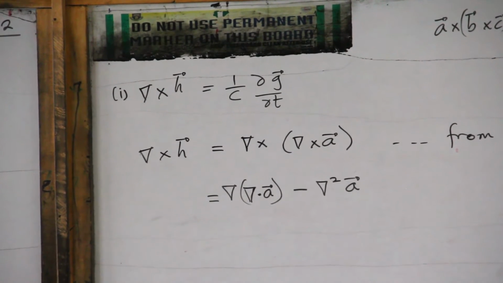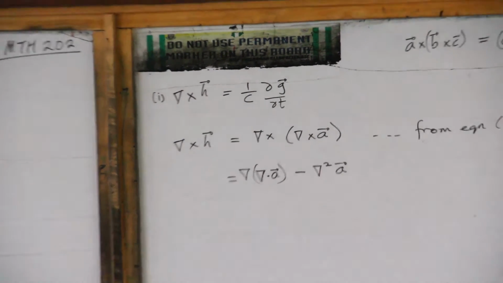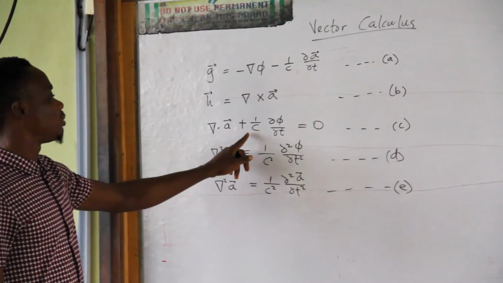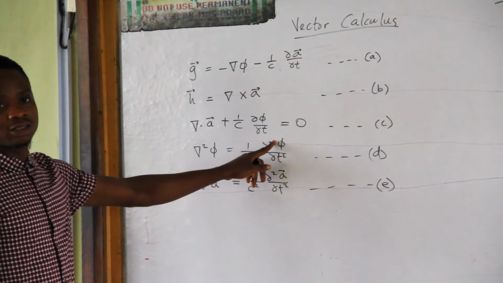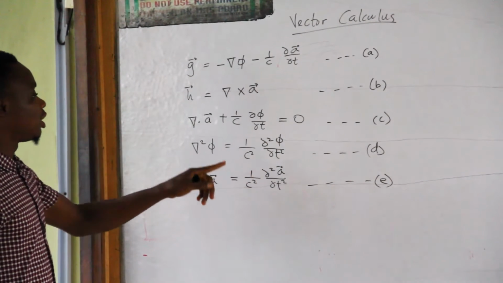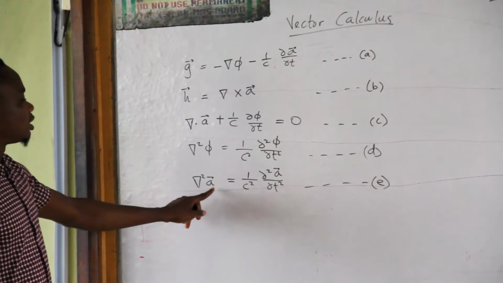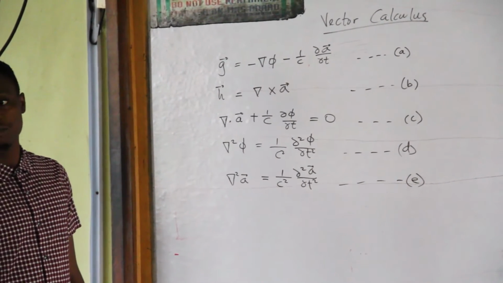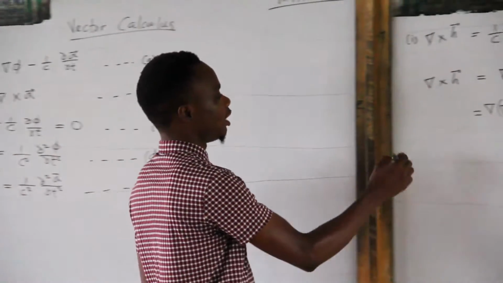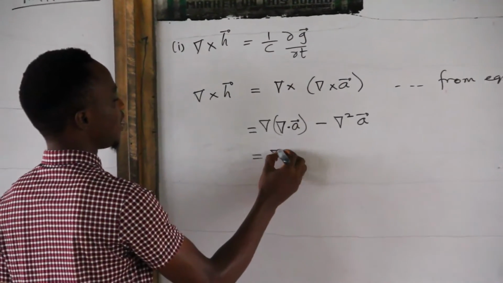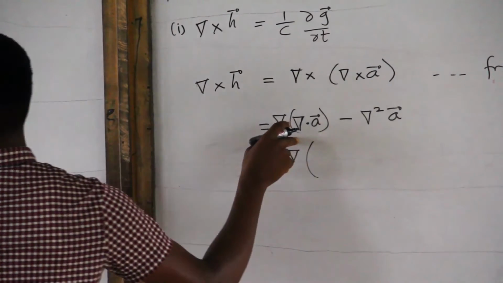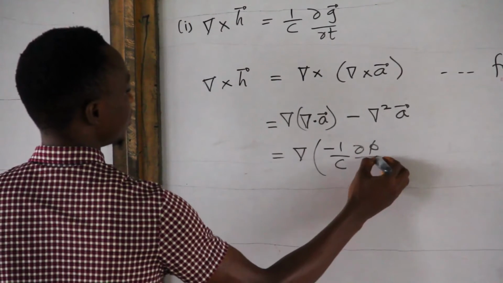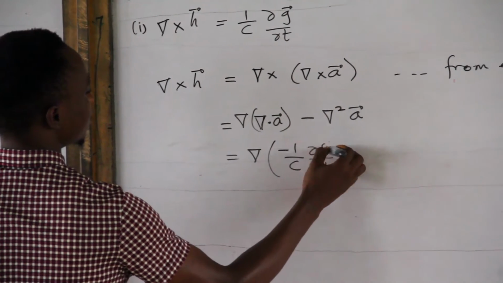And with this, I will come here again. You can see nabla dot a is equal to this. I can move this to the other side. Nabla dot a will be equal to minus 1 over c del phi del t. Does it make sense to you? And then I can also substitute for nabla square a, which is equal to 1 over c square del square a del t square. Alright. So when I do that, this is equal to nabla of nabla dot a, which is going to be minus 1 over c del phi del t. Does it make sense?